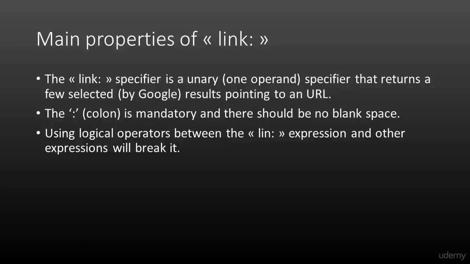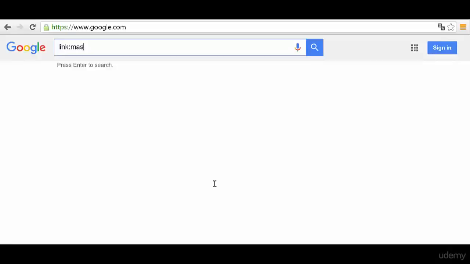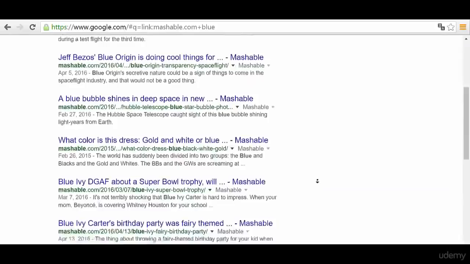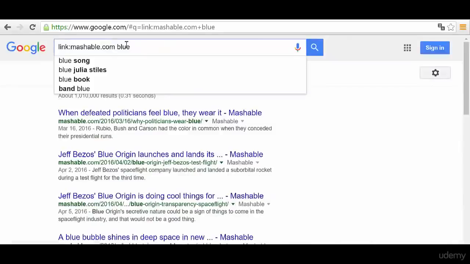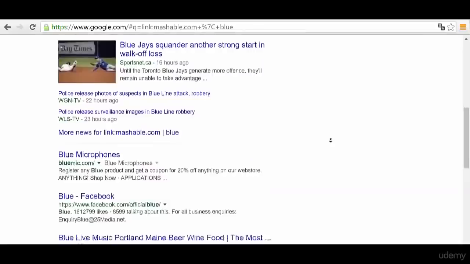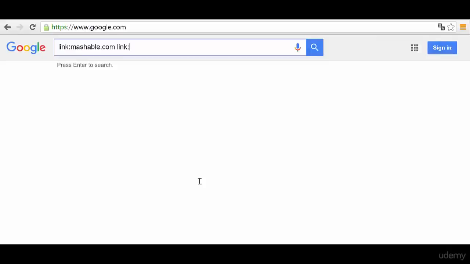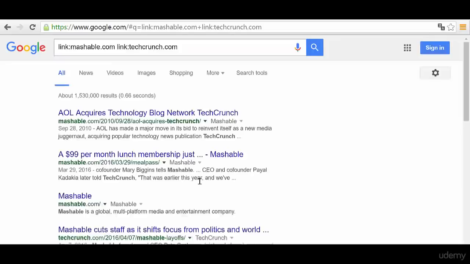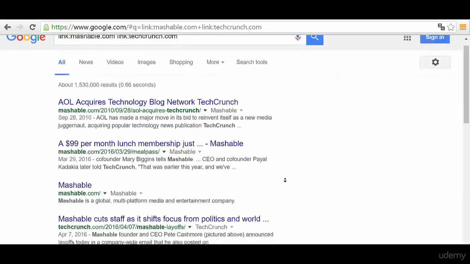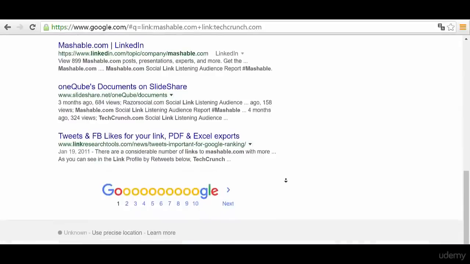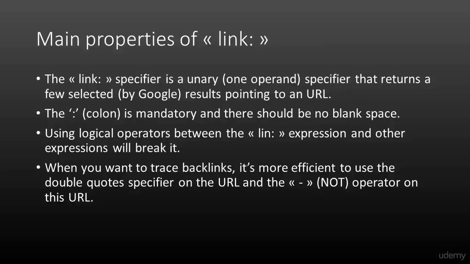When you use logical operators between the link expression and other expressions, it will basically break, it won't work anymore. If you want to trace the backlinks of a URL, it's more efficient to use the double quotes and the NOT operator.